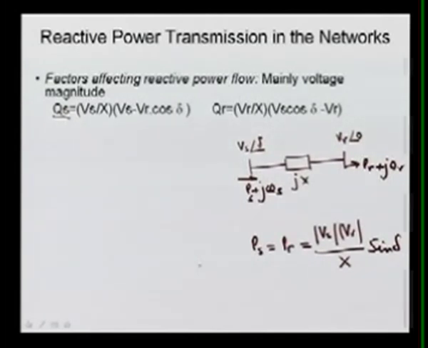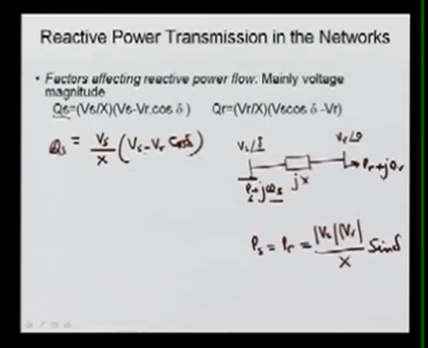So both will be equal. Now, the reactive power supplied by the source, QS, will be (Vs minus Vr cos delta) over X. Again we can see whether this Q is positive or negative depends on this value. Since cos delta is very close to unity, it depends upon how much Vs and Vr differ.